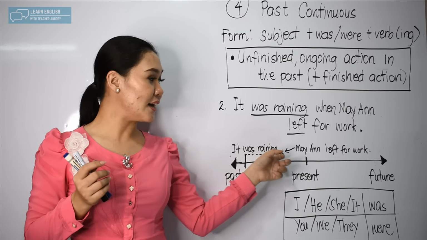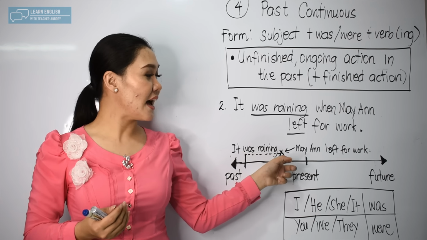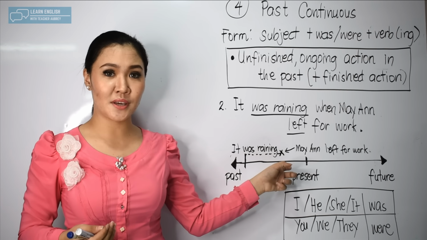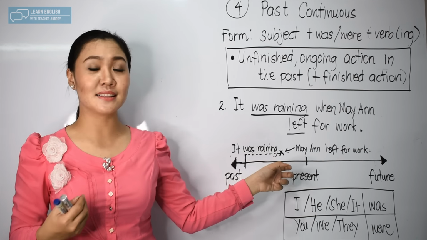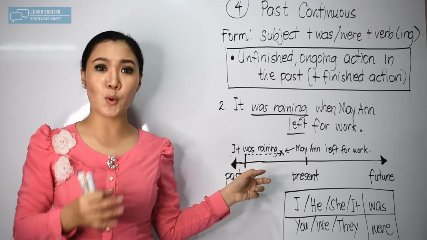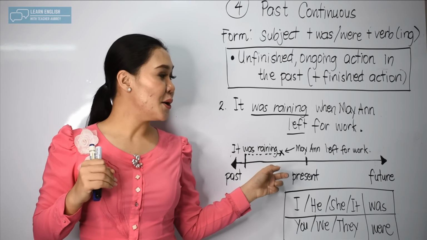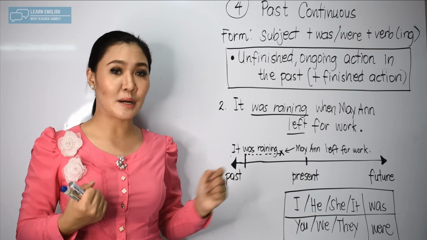At nung kalagitnaan ng pag-ulan na yon, ano yung pangalawang kilos? Si Mayan ay nag-left for work. Okay? Umalis para magtrabaho. Okay? So the first action, it was raining. Kasalukuyang umuulan sa nakaraan. At nung kalagitnaan ng pag-ulan na yon ay umalis na si Mayan para magtrabaho.